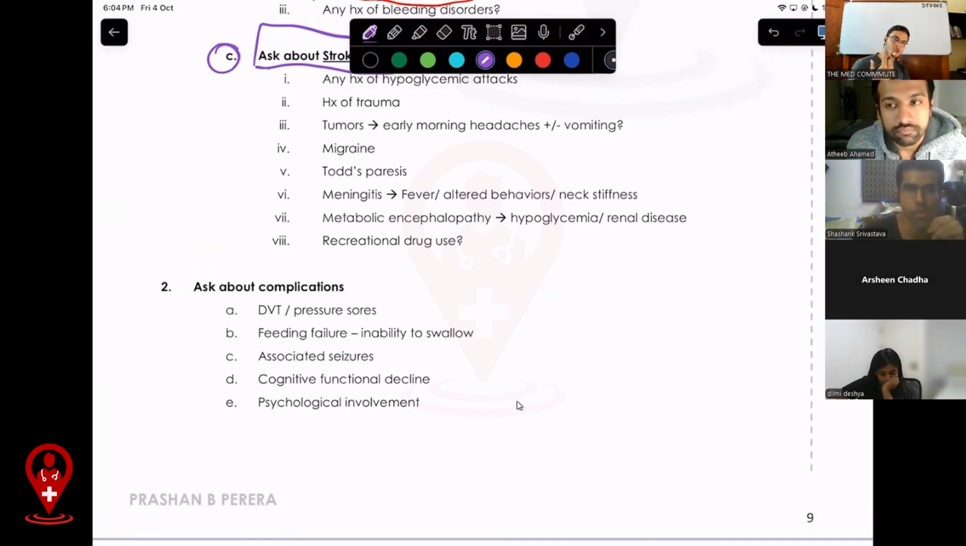And then depending on where the stroke has affected, they can have feeding failure, specifically of the oropharyngeal muscles, if they lose the function. So you will notice these patients will be on an NG tube.